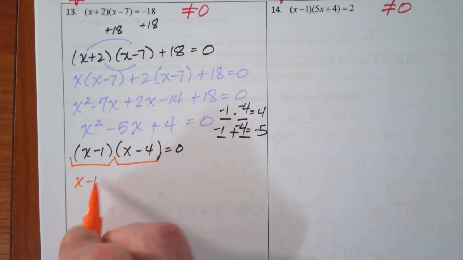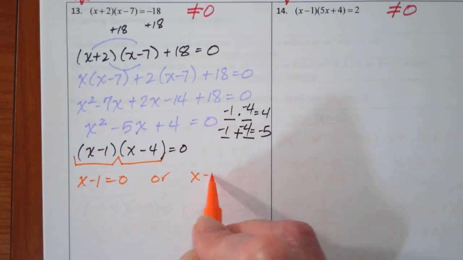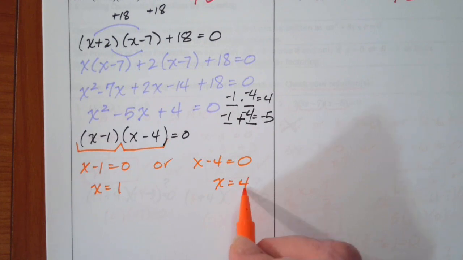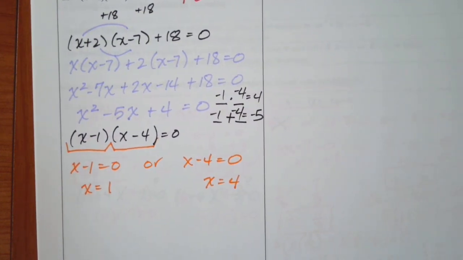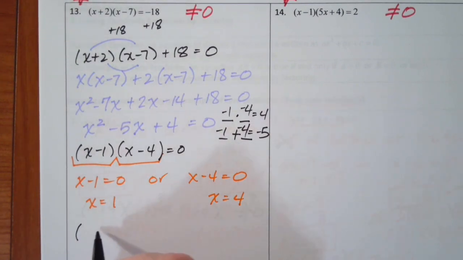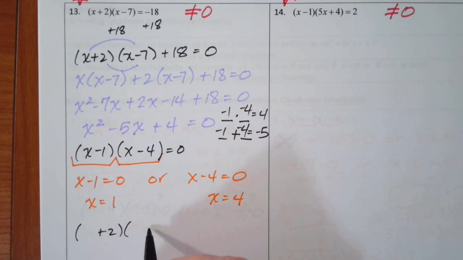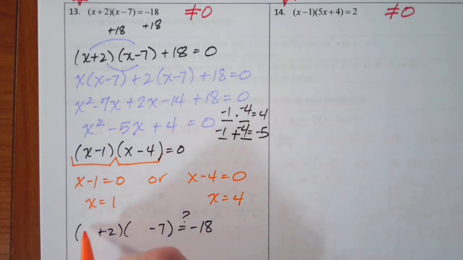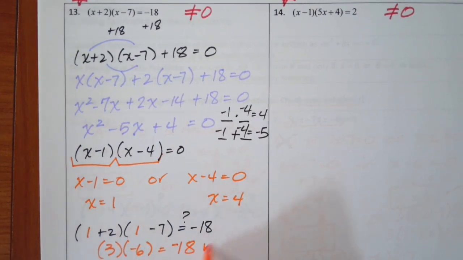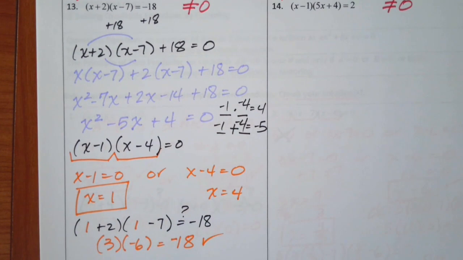So this tells me that x minus 1 is 0, or x minus 4 is 0, which means x is 1, or x is 4. Now once again, I'm going to check those back in the original equation. So something plus 2, something minus 7, I want to know if that's equal to negative 18. So 1 plus 2, 1 minus 7, that gives me 3 times negative 6, which is negative 18. So that checks.